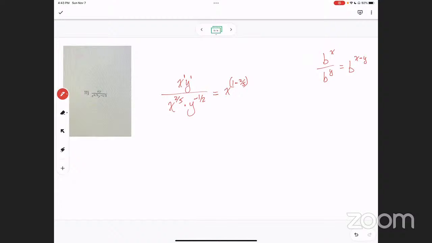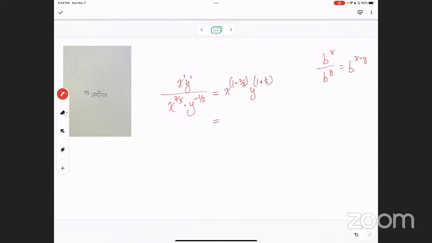Now let's apply it to the y's. What would y be? y to the what power? y to the first minus 1/2? No, y to the first minus what? Minus a negative 1/2. So minus a negative is what? Plus 1/2. You understand that? So make sure you don't make that mistake. You got to be careful with those negatives.